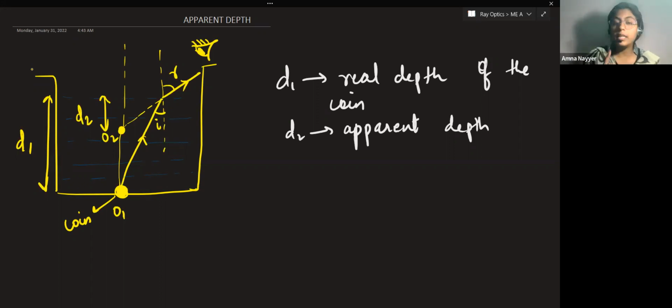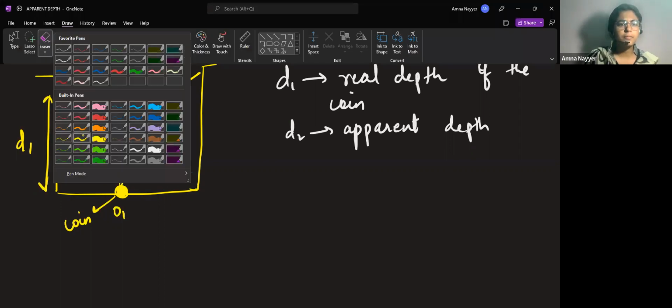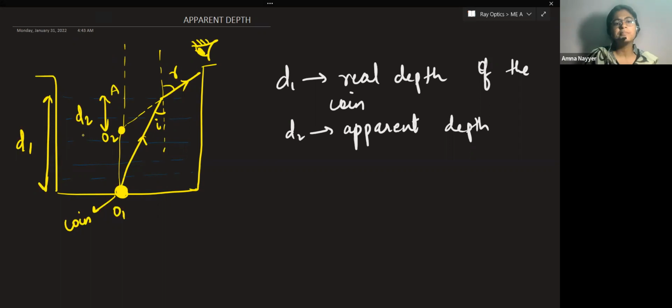See one more thing. For the derivation part, let's name some things. Let's say this is A. This point is O already. Let's take this interface point as A. This is A, and O2, let's say this is B. Fine. See, this perpendicular and this normal are parallel to each other. If this is I, this will also be equal to the angle of incidence, alternate angle. Similarly, if this is R, the angle of refraction, this will also be equal to the angle of refraction, R.